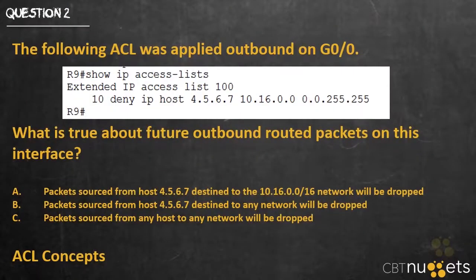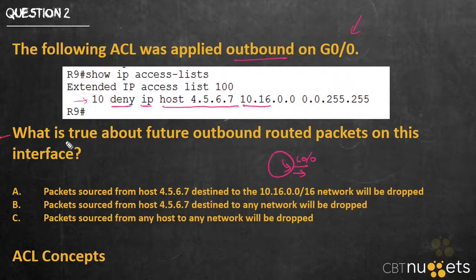And here's question number 2. The following access control list was applied outbound on gig 0/0. Okay, show IP access list, and it's one entry, deny IP traffic if it's sourced from host 4.5.6.7 and destined for the 10.1.0.0 anything. Okay, so that's our entry. It was applied outbound on gig 0/0, so we can imagine the router right here, and that's gig 0/0, and this access control list has been applied outbound for any traffic trying to leave that interface.